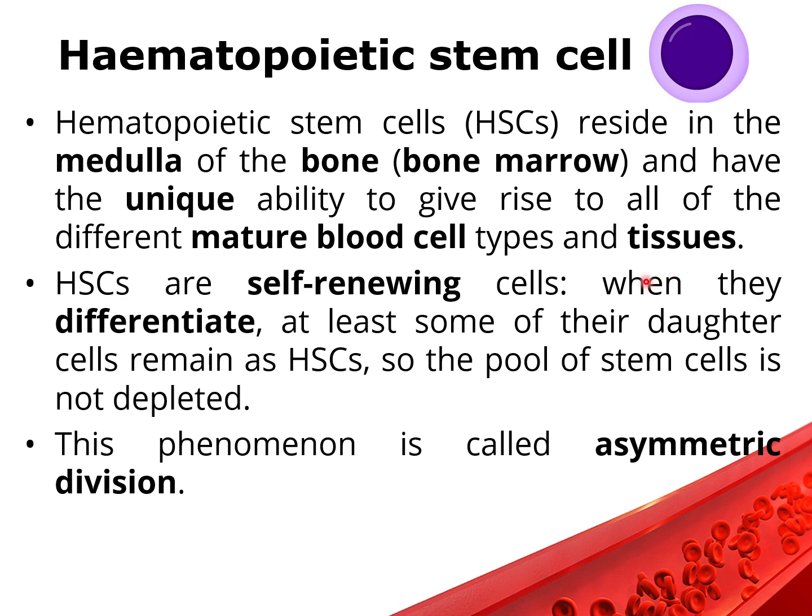But our body, and the creation of God, is very smart and very complex. It understands the depletion, how all the cells can be depleted. So it has the unique ability to again give rise to new HSCs once a few of the HSCs are utilized. This phenomenon is called asymmetric division, in which HSCs will give rise to daughter HSCs.